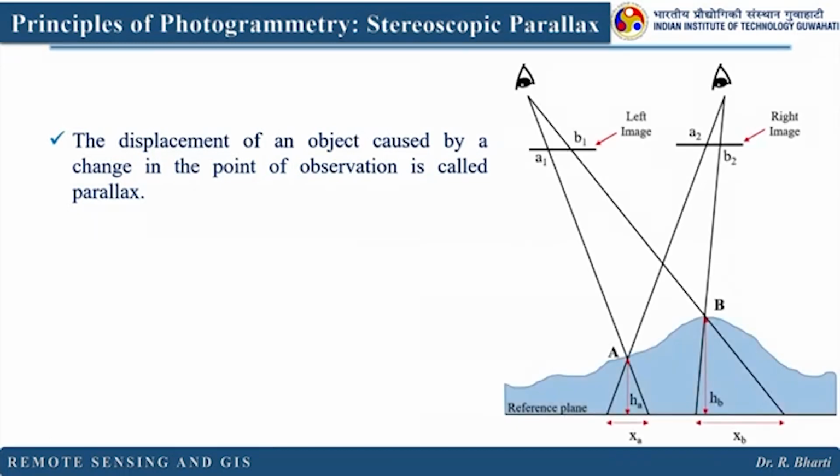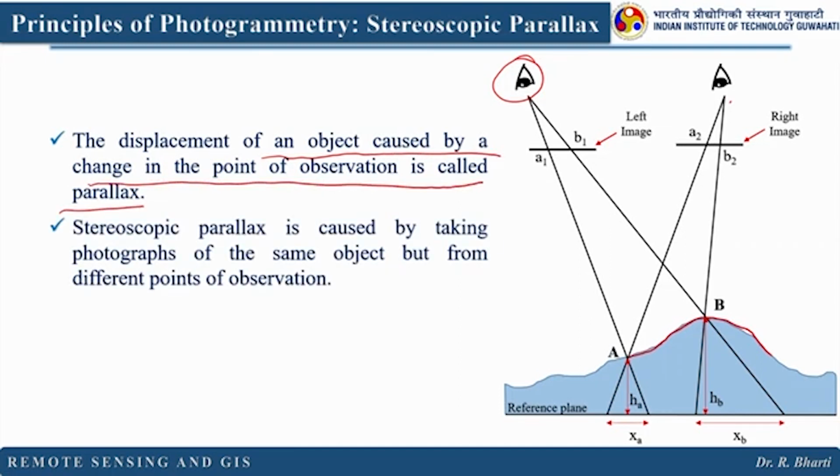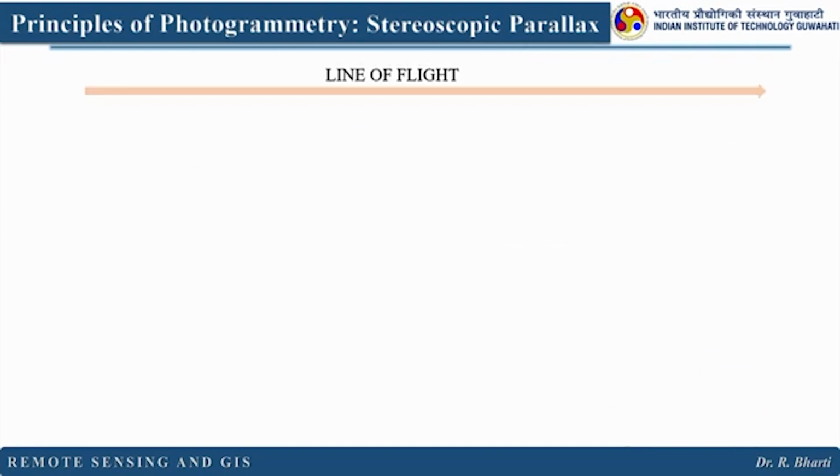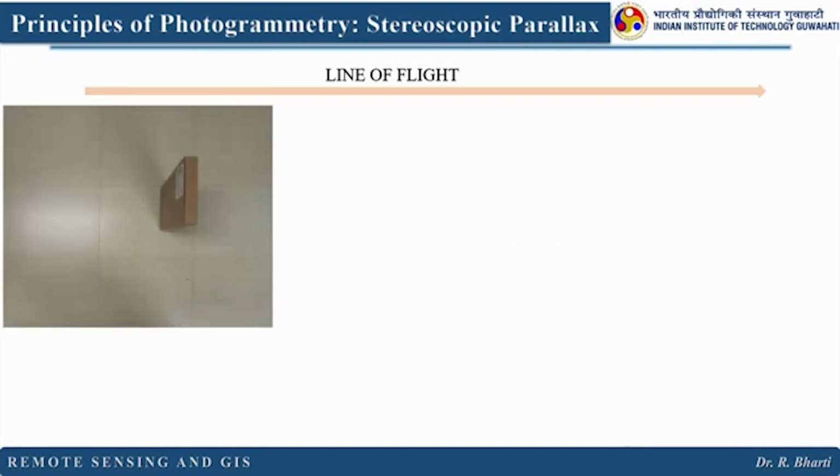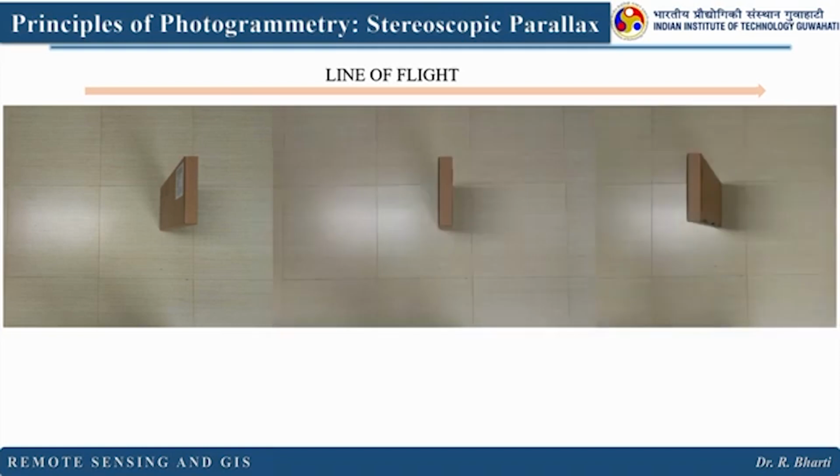The displacement of an object caused by a change in the position of observation is called parallax. When we are seeing from here, we will see some feature of this particular object, but when we see from here, we will see another side or next information about the same target. Stereoscopic parallax is caused by taking photographs of the same object from different points of observation. So if this is the line of flight and this is one object, they will appear differently when you change the location of observation.